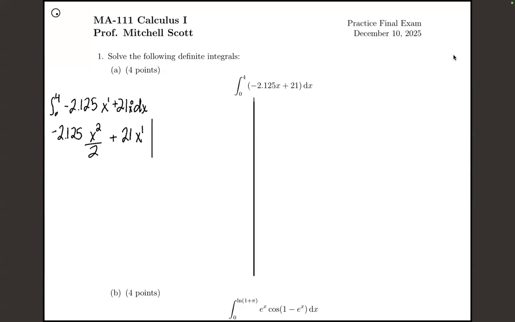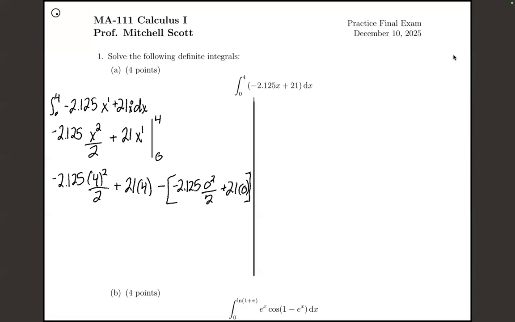So then we're going to evaluate this at x equals 4 and x equals 0 by the second fundamental theorem of calculus, right? So we get 0.125 times 4 squared over 2 plus 21 times 4. And then we are going to be subtracting everything where it's evaluated at 0, right? So we have minus 0.125 times 0 squared over 2 plus 21 times 0. And we see that both terms are going to go to 0. So we really have to just simplify this.